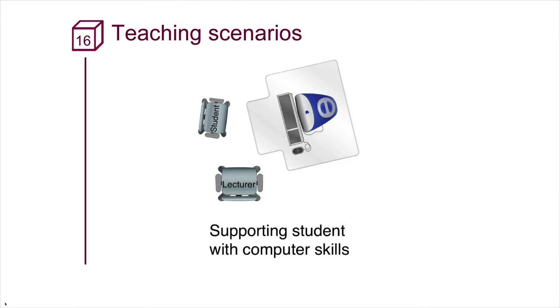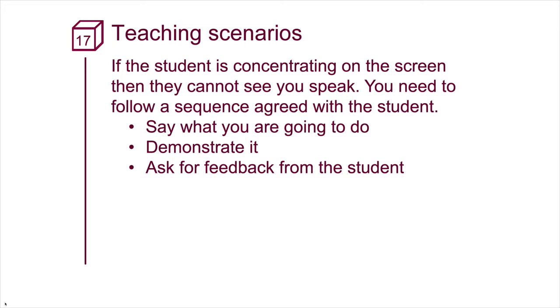Another situation, one-on-one with a student, is if a lecturer is supporting a student using a computer. Obviously, if they're looking at a computer screen, they can't see you. So you need to work out an agreed sequence with the student. What I tend to do is I say what I'm going to do, I demonstrate it, then I ask for feedback from the student. So while I'm talking, they're watching me so they can lip read. Then I do the same thing on screen, silently, so they don't need to hear me. And then once that's done, I ask for feedback from the student to make sure they understood what I've done on screen.